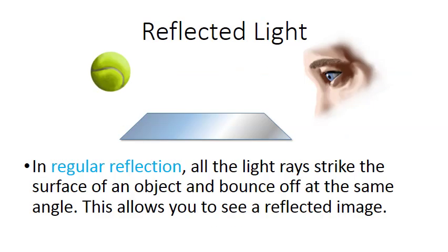Reflected light. In something called regular reflection, all the light rays strike the surface of an object and bounce off at the same angle. And this allows you to see a reflected image. So regular reflection happens in mirrors, shiny metal, windows, things like that. So the light hits the mirror, let's say, and then it bounces off and it maintains its shape and everything so that you can understand it when it hits your eye. You can still see that, yes, that's a tennis ball I see in that reflection.